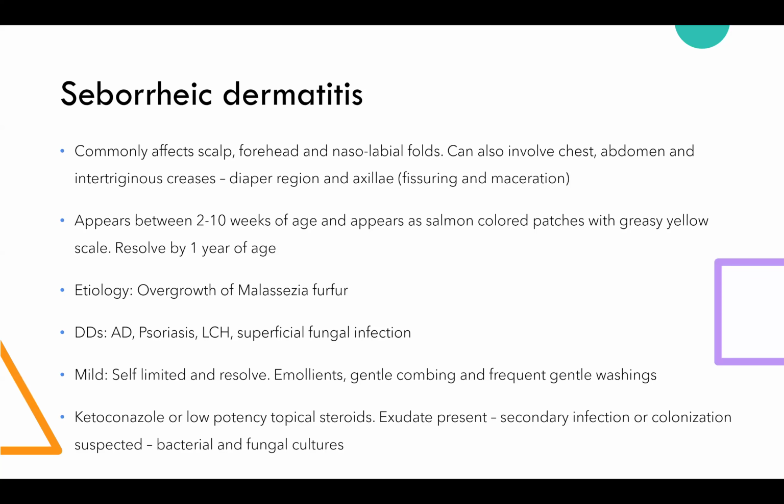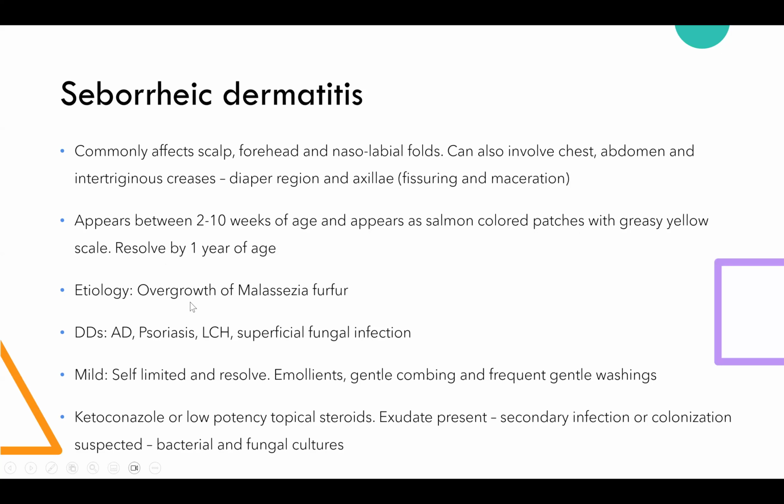Seborrheic dermatitis, also known as cradle cap, commonly affects the scalp, forehead, and nasolabial folds. It can also involve the chest, abdomen, and intertriginous creases, typically in the diaper region and in the axilla. Here, it can be confused with diaper dermatitis or intertrigo. It appears between 2 to 10 weeks of age as salmon-colored patches with greasy yellow scale, and it resolves by 1 year of age.